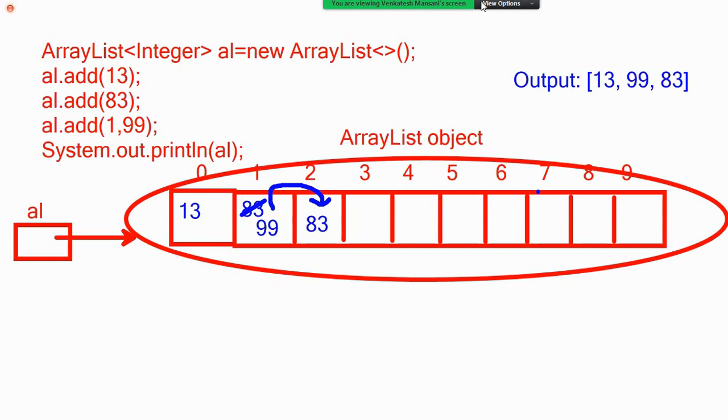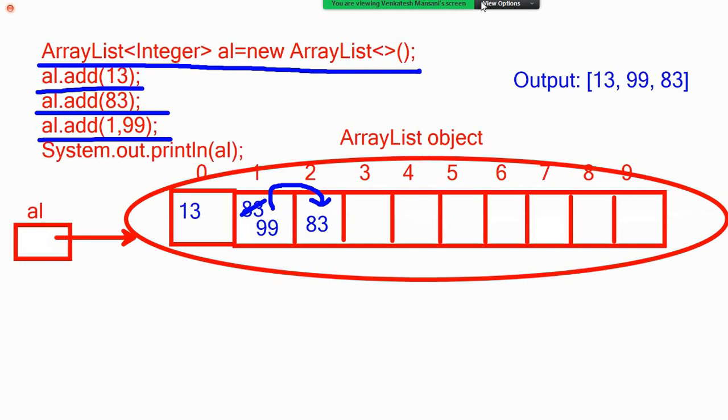Is it over? Whenever the first line is executed, 10 elements of memory are allocated in the ArrayList. That ArrayList is referred by AL. When the second line is executed, 13 is added at the 0 place. When the third line is executed, it is added at place 1. But whenever you add 1 comma 99, it is not modified. Data is shuffled. It is shifted here. Whenever you print, it is printed like this. This you have already studied. Now I'm going to explain the linked list diagram.